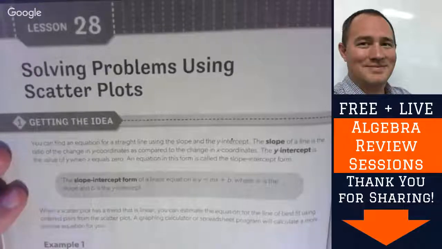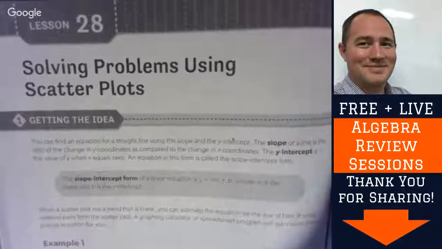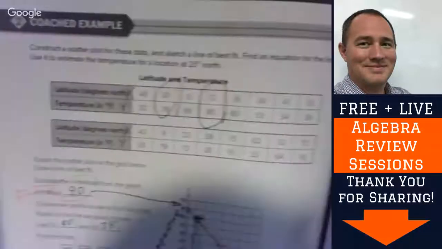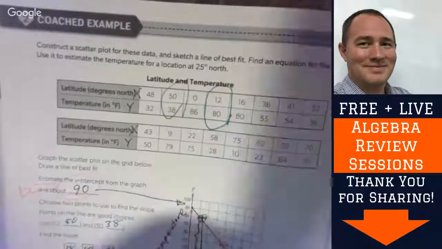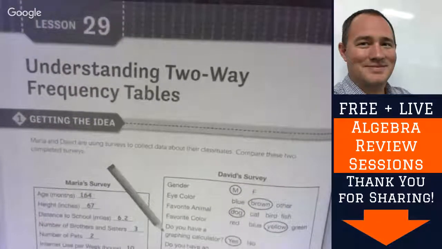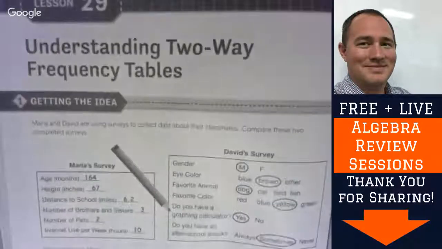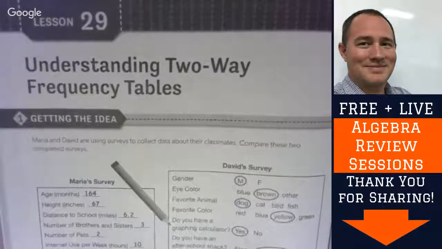All right, so solving problems using, we're in the wrong section, aren't we? That's what we did yesterday. Understanding two-way frequency tables, there we are. So this is the statistics section we're talking about. Sorry I had that on the wrong page for so long.